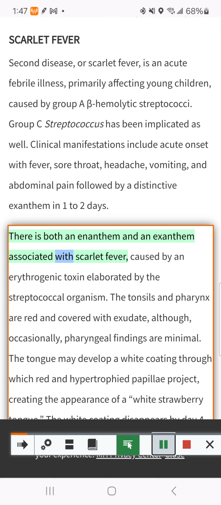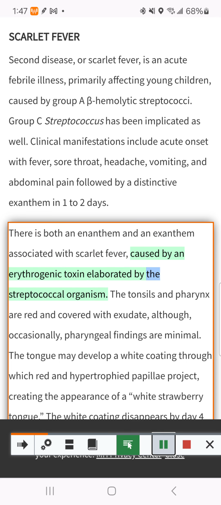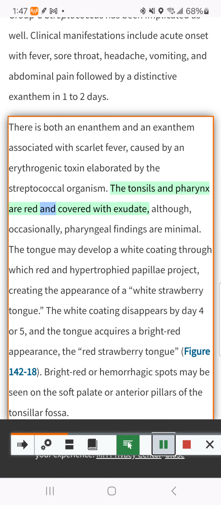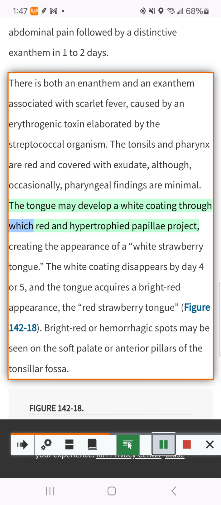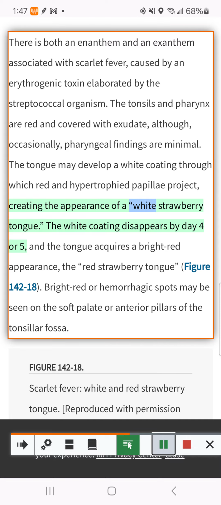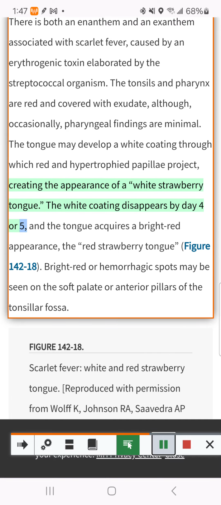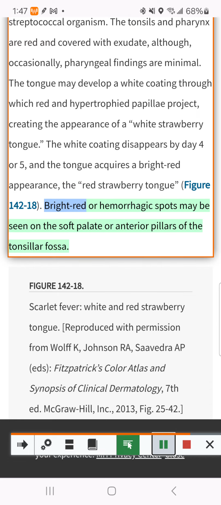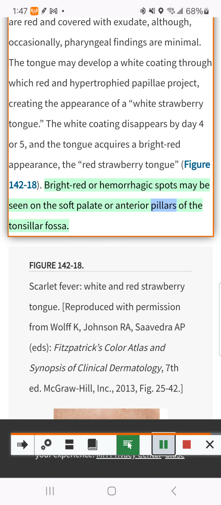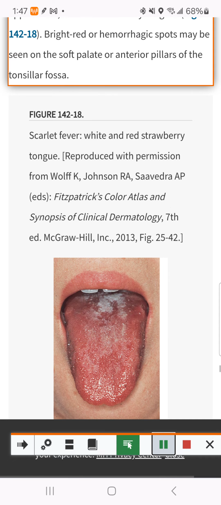There is both an enanthem and an exanthem associated with scarlet fever, caused by an erythrogenic toxin elaborated by the streptococcal organism. The tonsils and pharynx are red and covered with exudate, although, occasionally, pharyngeal findings are minimal. The tongue may develop a white coating through which red and hypertrophic papillae project, creating the appearance of a white strawberry tongue. The white coating disappears by day 4 or 5, and the tongue acquires a bright red appearance, the red strawberry tongue. Figure 142-18. Bright red or hemorrhagic spots may be seen on the soft palate or anterior pillars of the tonsillar fossa.